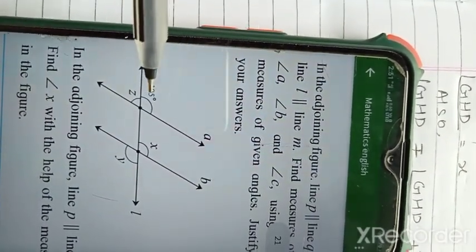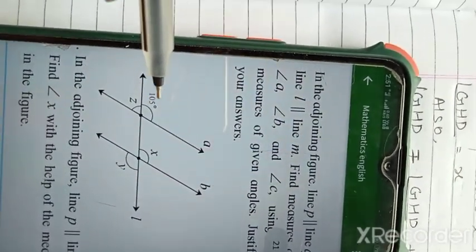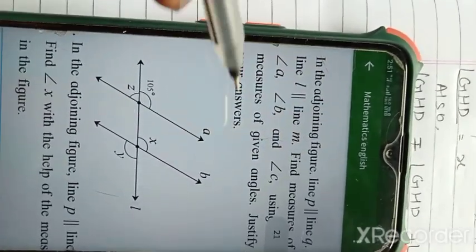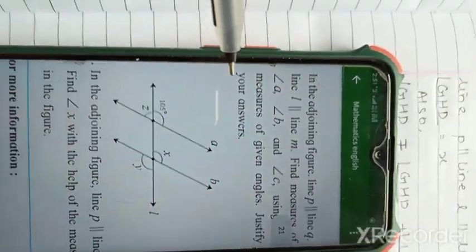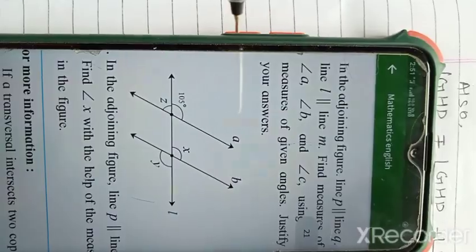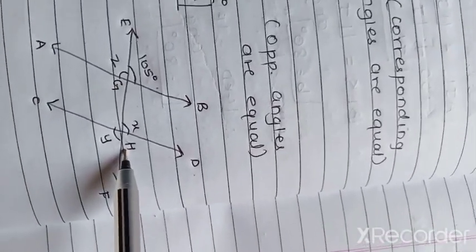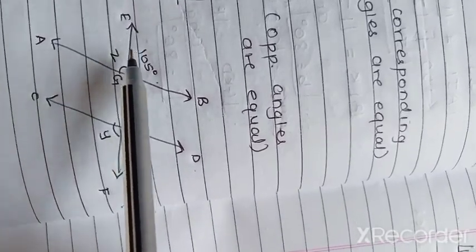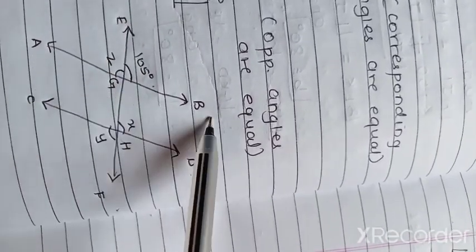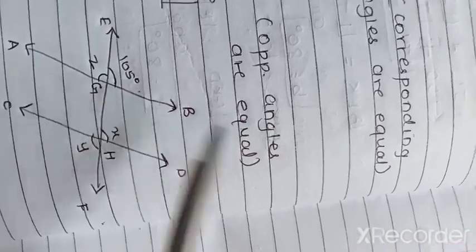and we are given the measure of this angle as 105. The first thing that we are going to do is name all the angles. Starting with that, I have named all the angles. This is line AB, this is line CD, this is line EF, this point is G, this point is H. X, Y, Z are to be found out. We are given the measure of EGB as 105.